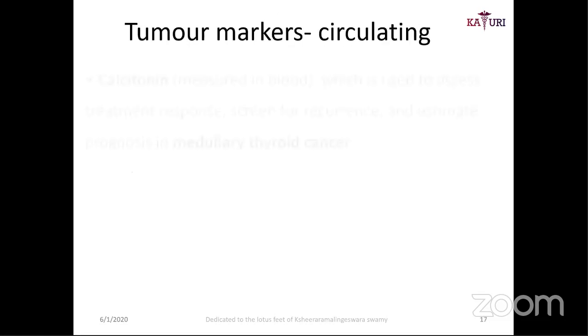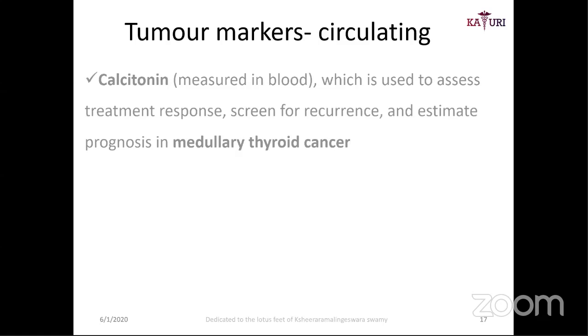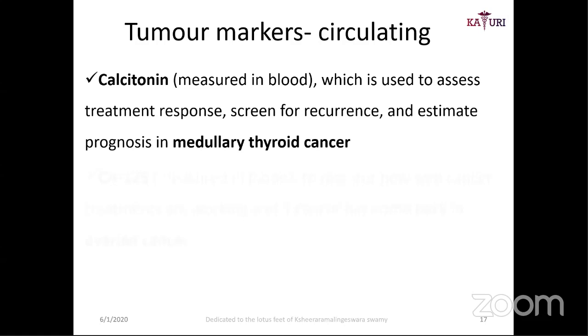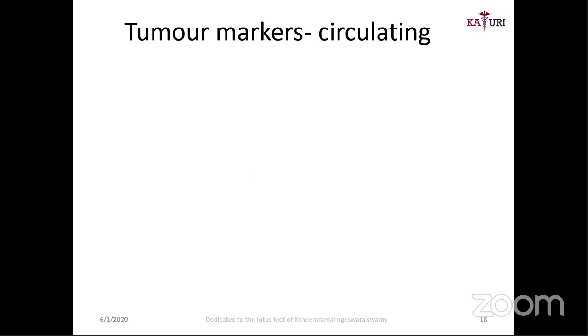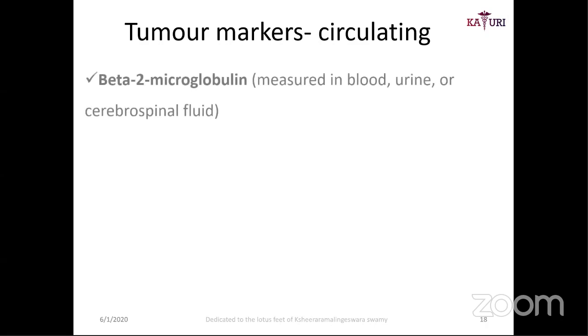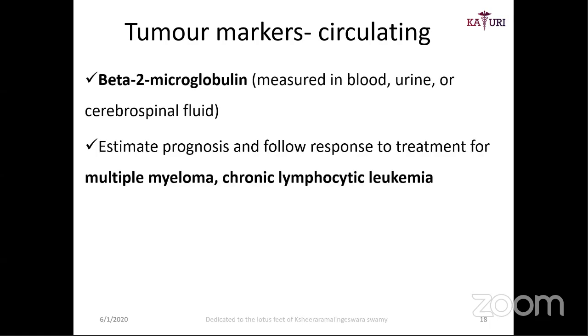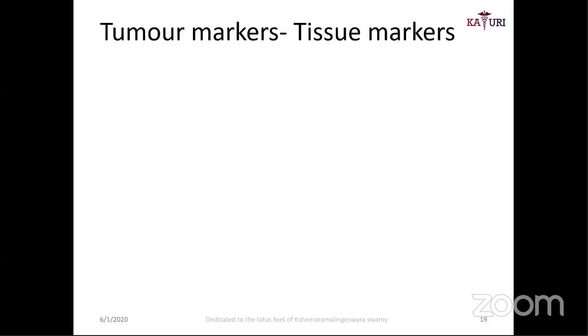Coming to the circulating tumor markers, there is calcitonin, a tumor marker of medullary carcinoma of thyroid, and CA125, a marker of ovarian cancer, which is used to monitor whether the treatment is working. And beta 2 microglobulin in blood, urine, and cerebrospinal fluid is a tumor marker and a prognostic marker of multiple myeloma and chronic lymphocytic leukemia. Beta 2 microglobulin is useful for information on prognosis and response to treatment. These are the three different tumor markers which we have discussed.